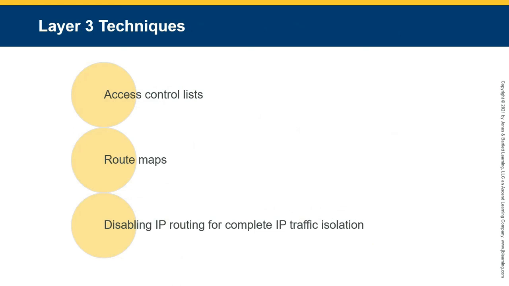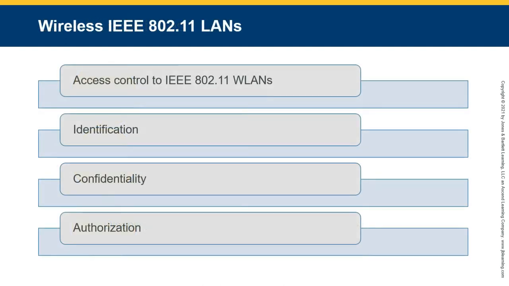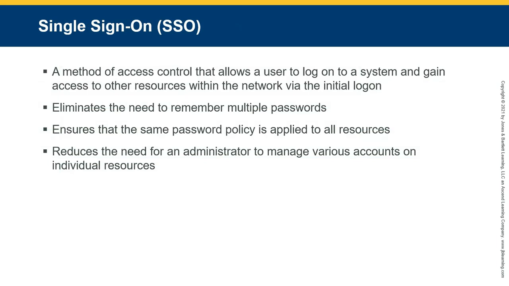Layer 3 techniques: access control lists, route maps, and disabling IP routing for complete IP traffic isolation. Wireless IEEE 802.11 LANs: access control to IEEE 802.11 WLANs, identification, confidentiality, and authorization. Single sign-on is a method of access control that allows a user to log onto the system and gain access to the other resources within the network via an initial logon.